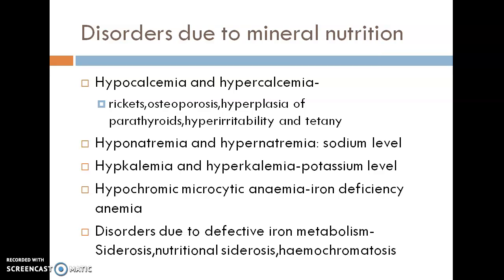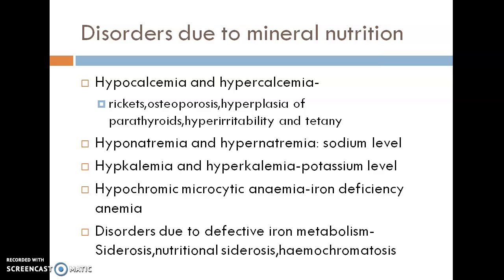Hypochromic microcytic anemia is called iron deficiency anemia. It is marked by iron deficiency and is widely prevalent among children, adolescent girls, expectant mothers, and nursing mothers. The disease is characterized by low RBC count, low hemoglobin level, and poor oxygen carrying capacity of the blood.